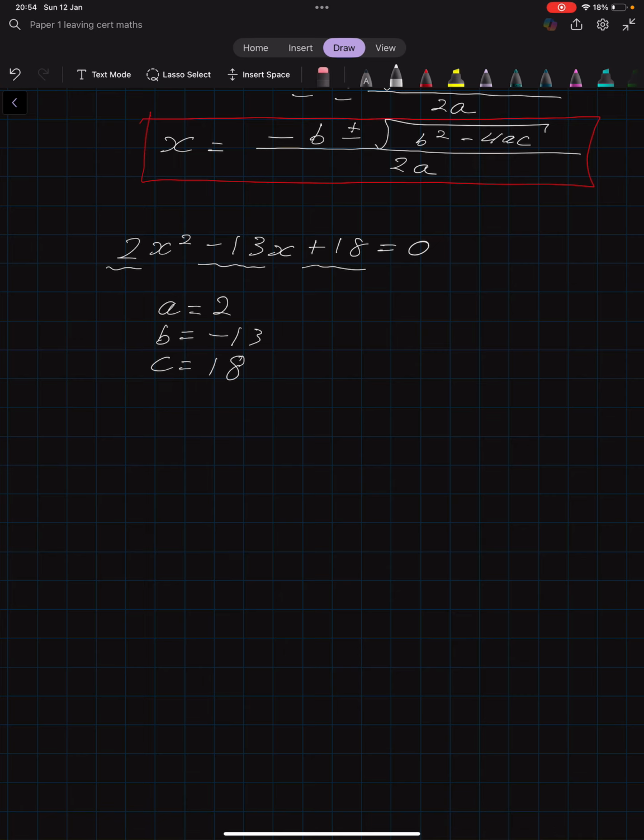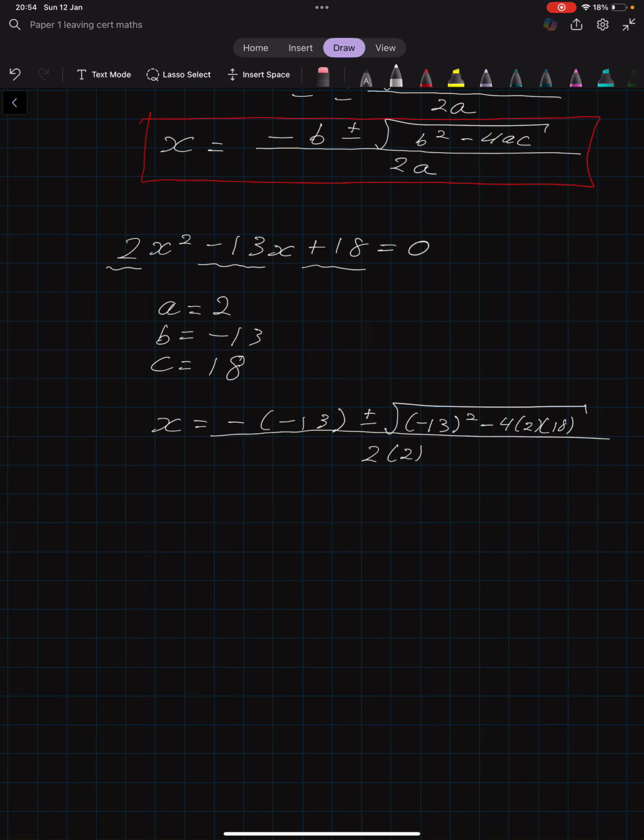This gives x equals, so it's minus b, so it's minus 13, plus or minus the square root of b squared, so it's minus 13 squared, minus 4 multiplied by a multiplied by c, which is 18, all divided by 2 times a, which is 2. Okay, so we get x equals 13.